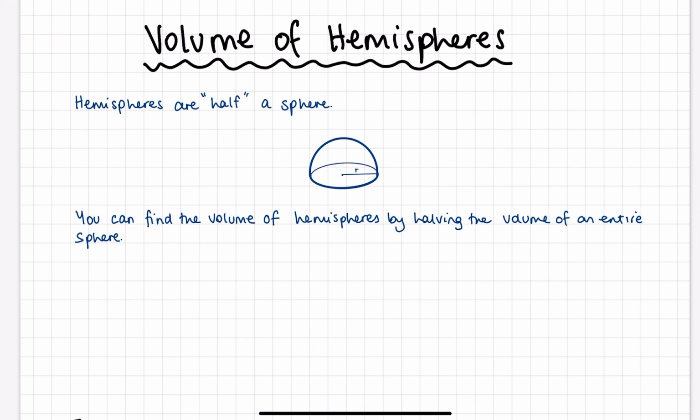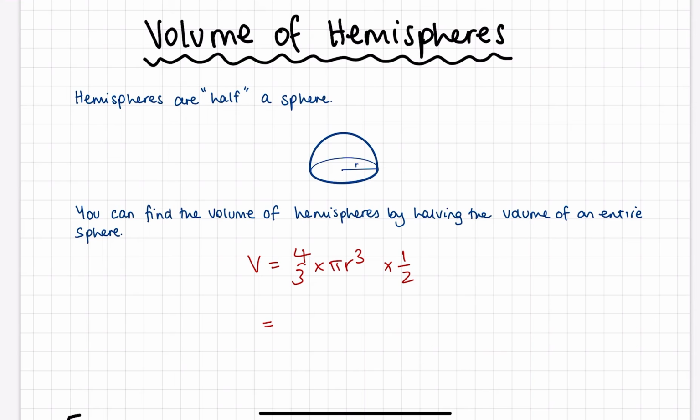Okay, you can find the volume of hemispheres by halving the volume of an entire sphere. So let's remember the volume of an entire sphere is 4/3 times pi r cubed, okay? But because we are working with hemispheres, we're going to times this formula by half. Okay, with fractions, what you need to do is times the top and then times the bottom. So 4 times 1 is 4 and 3 times 2 is 6, pi r cubed. And then we'll simplify that fraction. So divide the top by 2 and divide the bottom by 2 is 3.